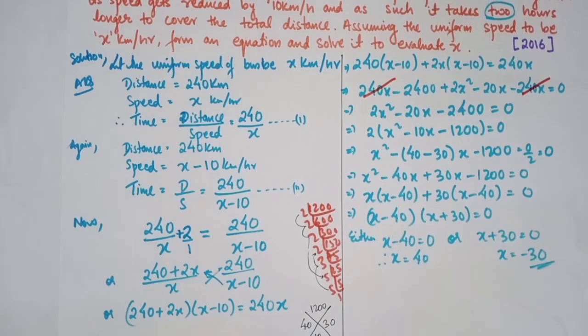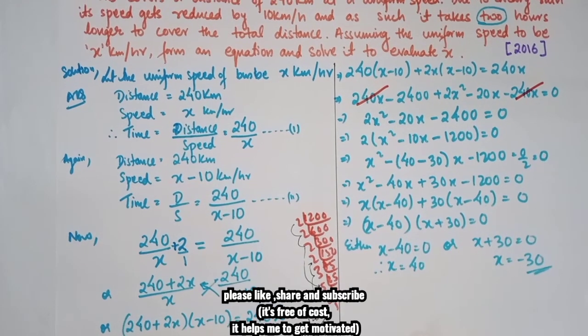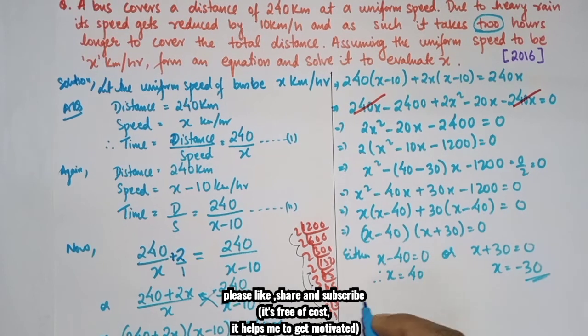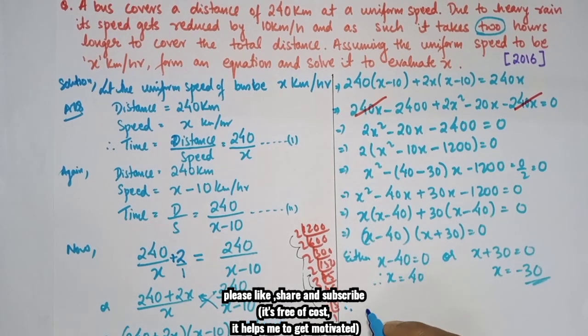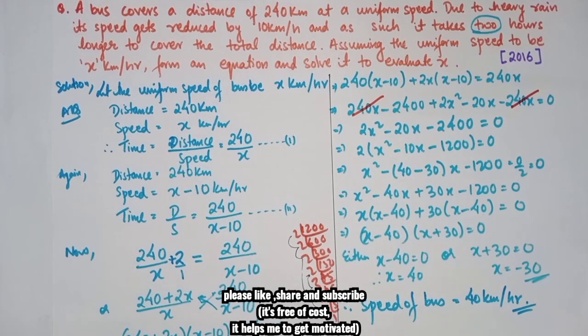Speed cannot be negative, speed can't be negative. So what is the final answer? We got the final answer. Therefore the speed of the bus equals 40 km per hour. So this is my final answer. Hope you got it.